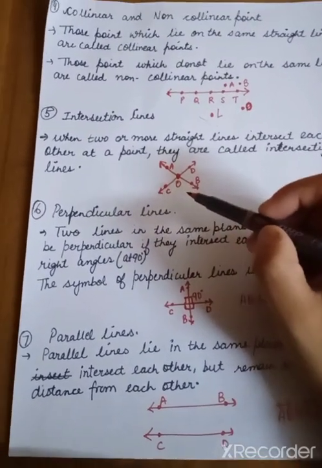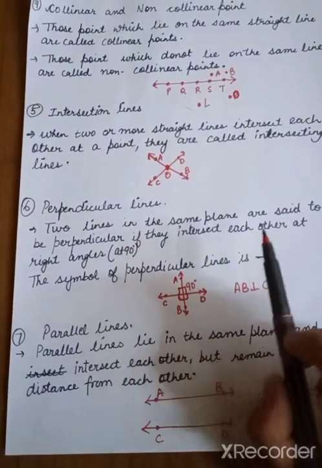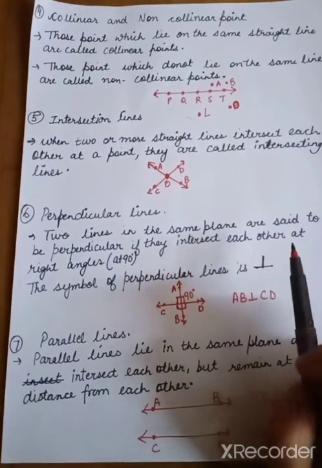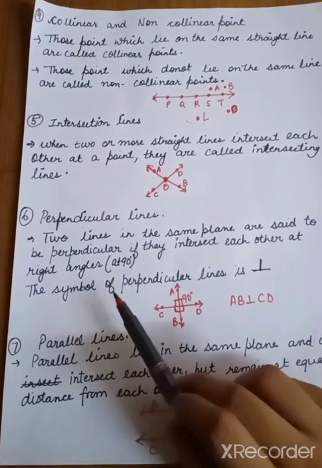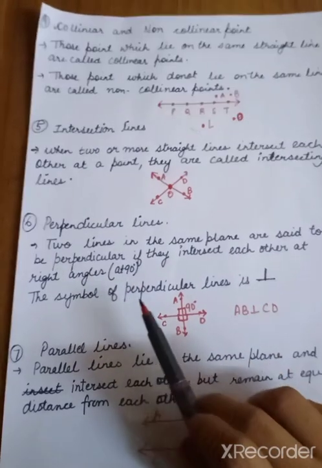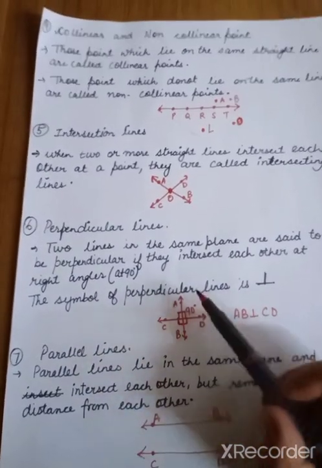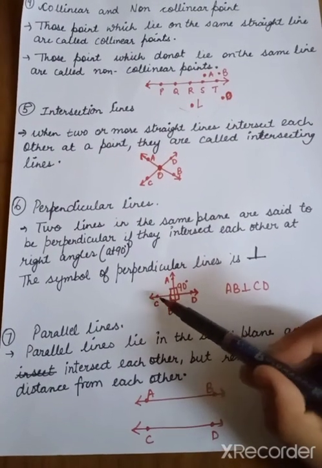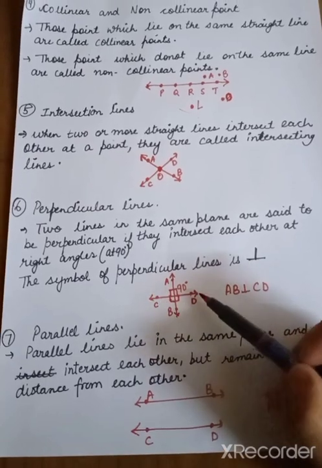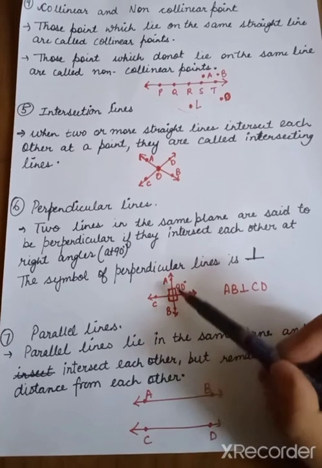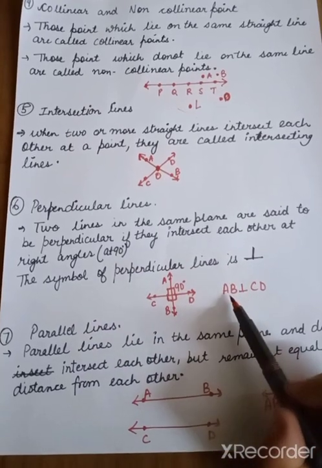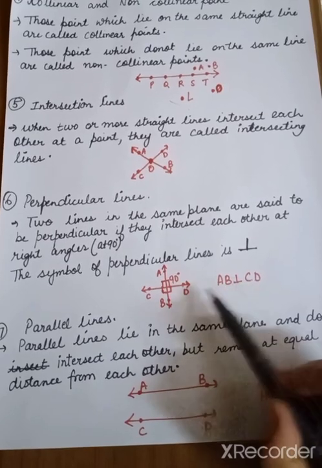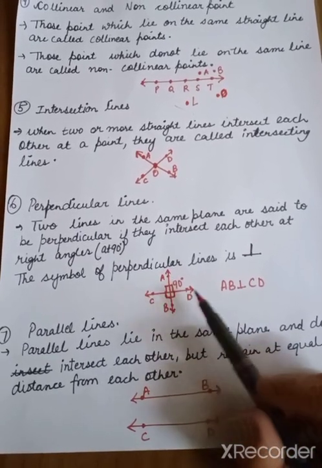Now we will do perpendicular lines. Two lines in the same plane are said to be perpendicular if they intersect each other at right angles. Right angles means 90 degrees. The symbol of perpendicular lines is this. Diagrammatically it is shown like this. Line AB and line CD are intersecting at 90 degrees. So we write it as AB, the symbol of perpendicular, CD. AB perpendicular to CD means line AB is perpendicular to CD.